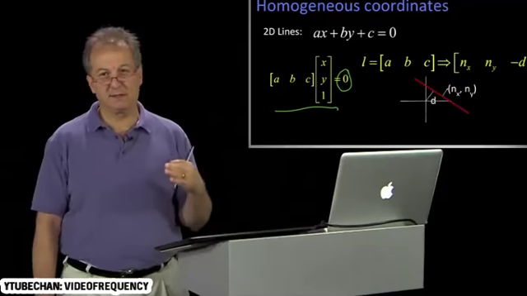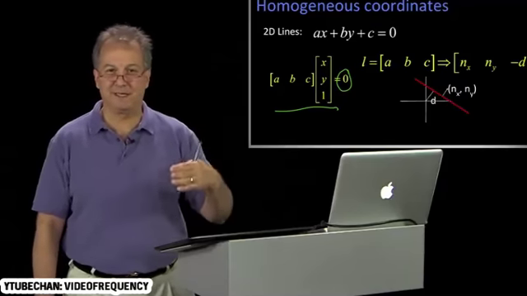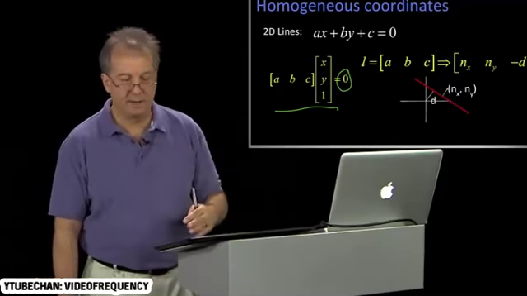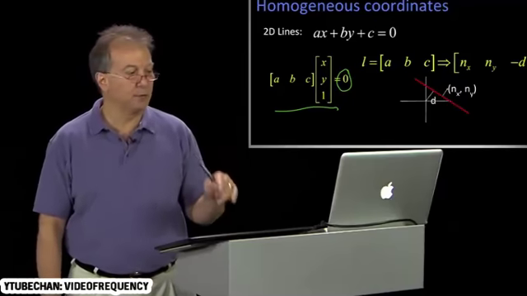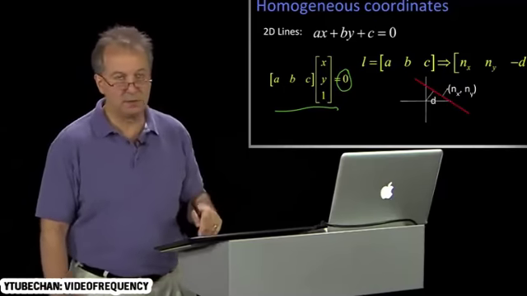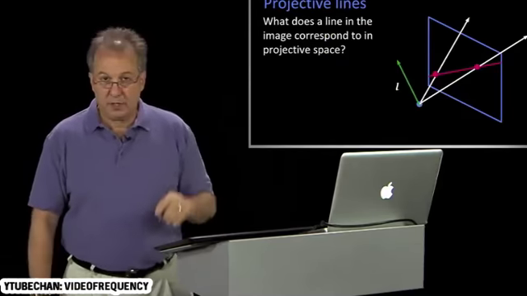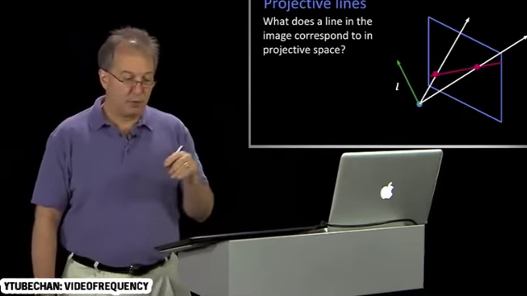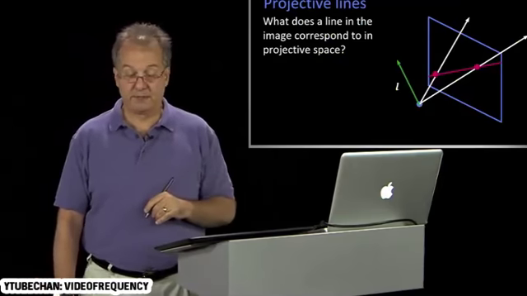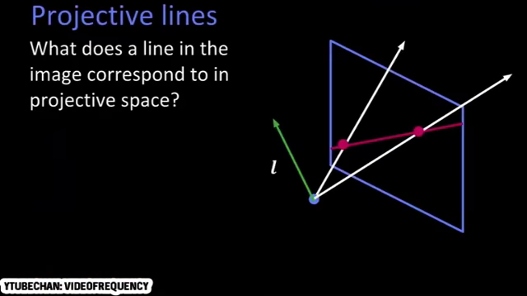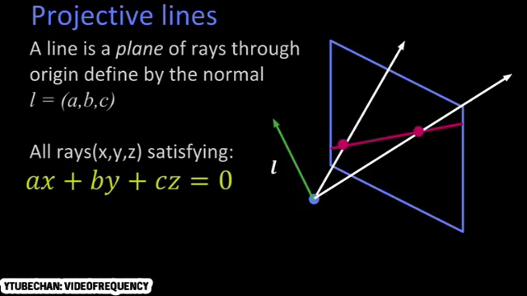So what's this deal having to do with perpendicularity? And in fact, this perpendicular relationship is key to using projective geometry to define our points and lines. So to understand this perpendicular relationship, let's look at the projective space. So what does a line in the image correspond to in projective space?